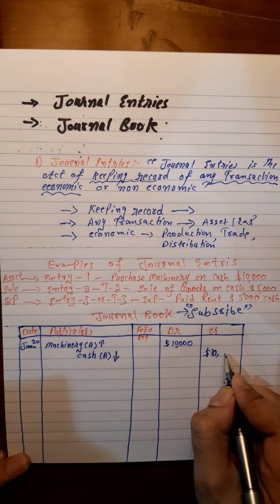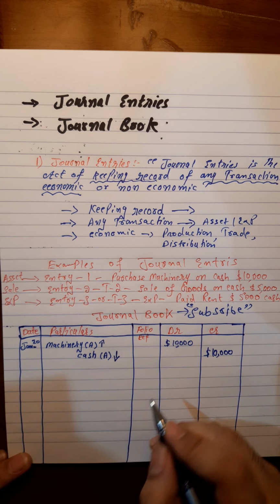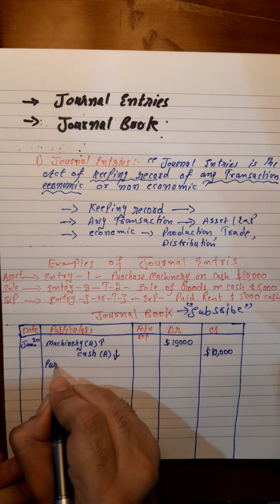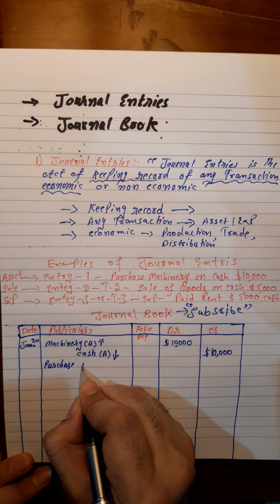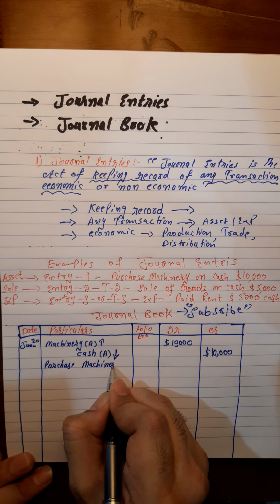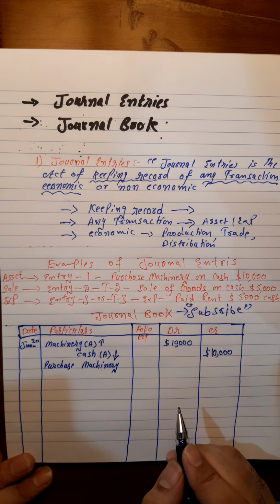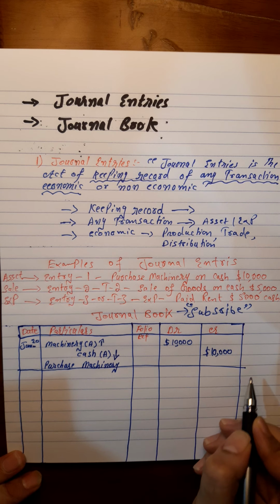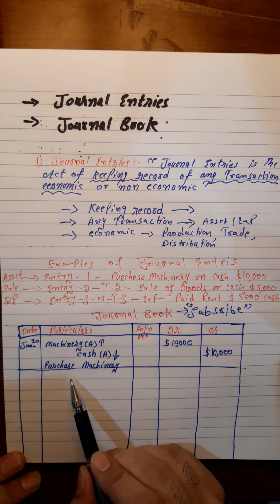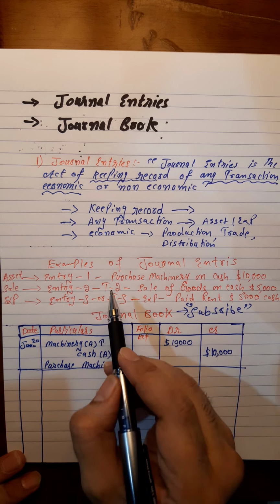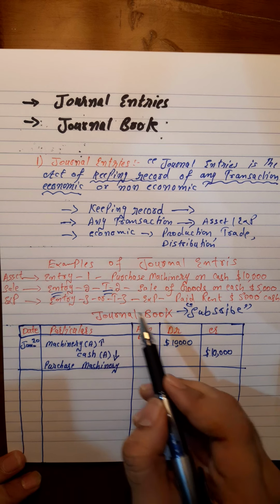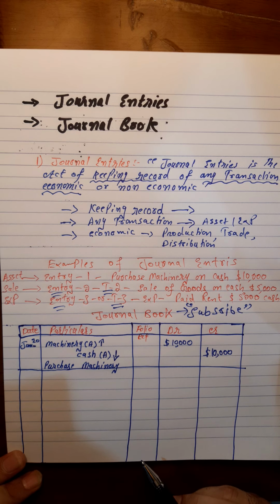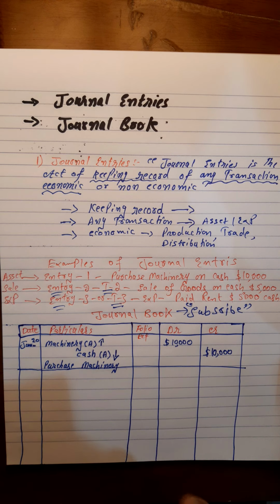Very easy, take it easy friend. Okay, now here we will write the narration: purchase machinery. In the journal book, we record all transactions in the same place. Like this is the journal book. Here we will record transaction number 2, entry number 2, and also transaction number 3, entry number 3. In the journal book we record all transactions in the same place.